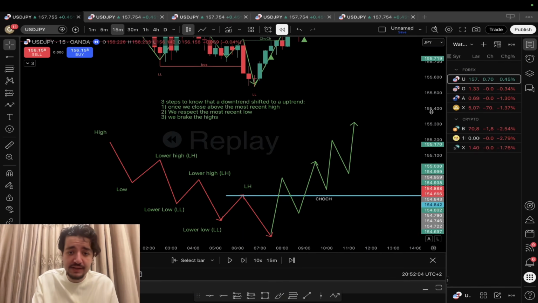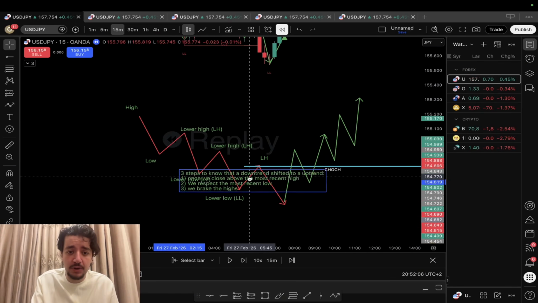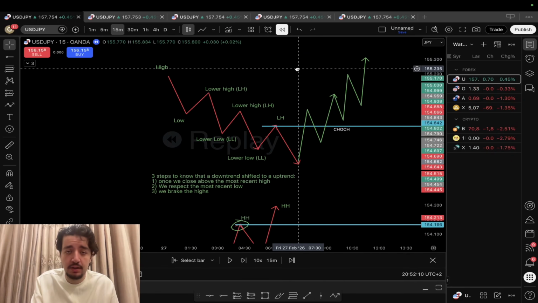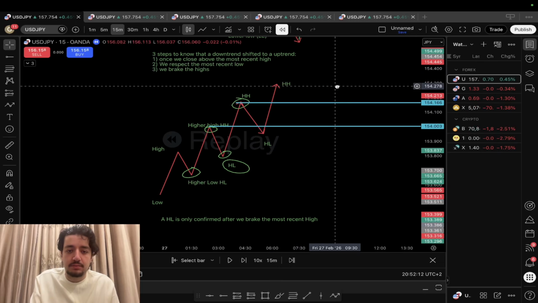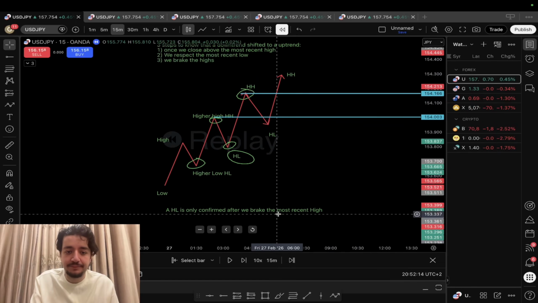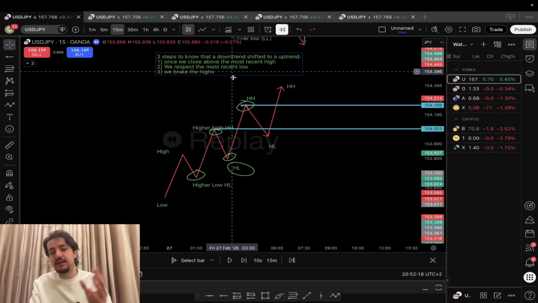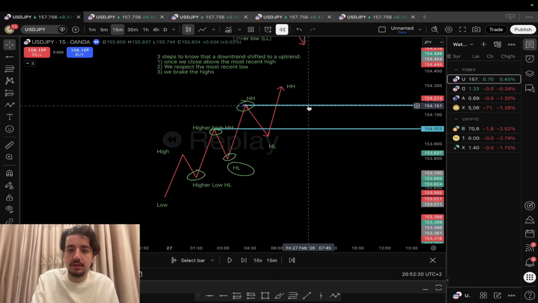Clear? If this is not clear, please rewatch this part until you understand it 100%. Sounds good? Now let's do the same, but for when an uptrend is switching to a downtrend.